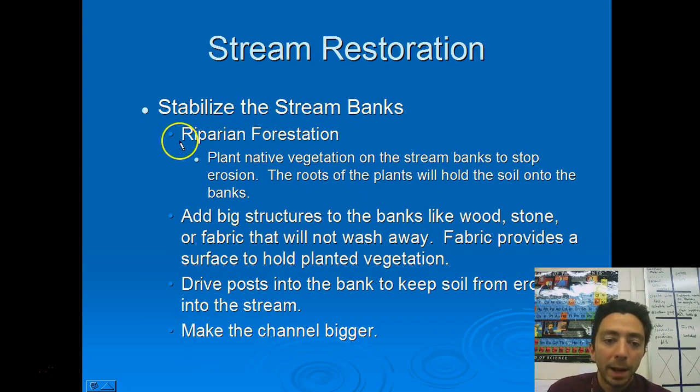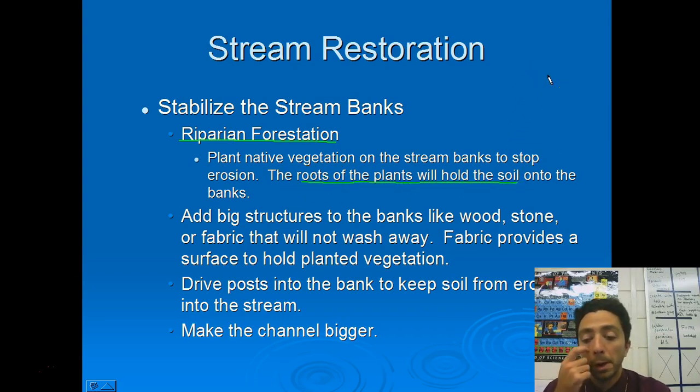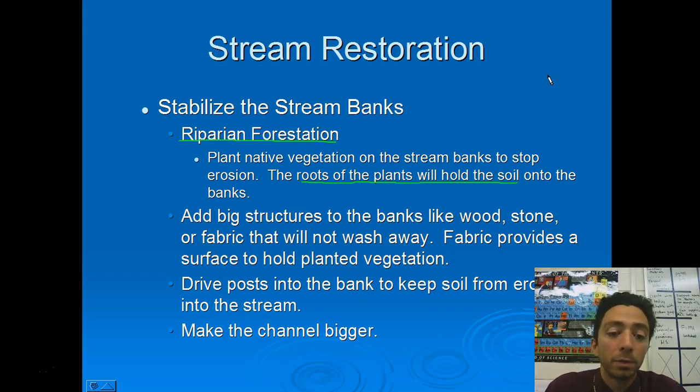Another thing we can do is by reforesting the riparian zone. And so the areas around, kind of like I explained earlier, the more plants you have, the more of a buffer zone you've got there. It's going to reduce the erosion because the roots are going to hold on to the soil, and so you're not going to get erosion running down into the stream and causing sediments to build up further and further and further down.